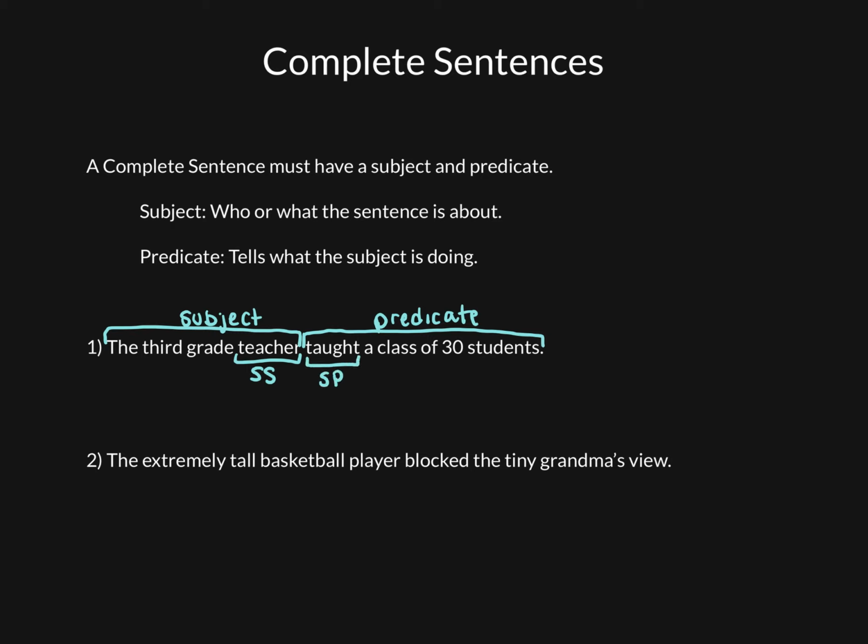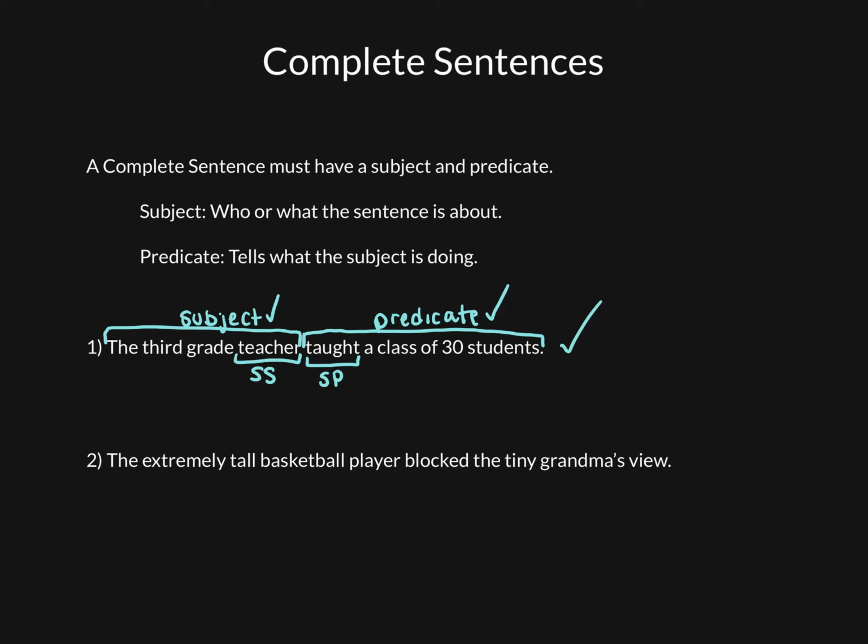So basically, the sentence boils down to the teacher taught. However, the entire sentence is the third grade teacher taught a class of 30 students. So everything else is kind of additional information. However, the main structure is the teacher taught. But either way, we can see that this is a complete sentence because we have a subject and we have a predicate. So this is in fact a complete sentence.